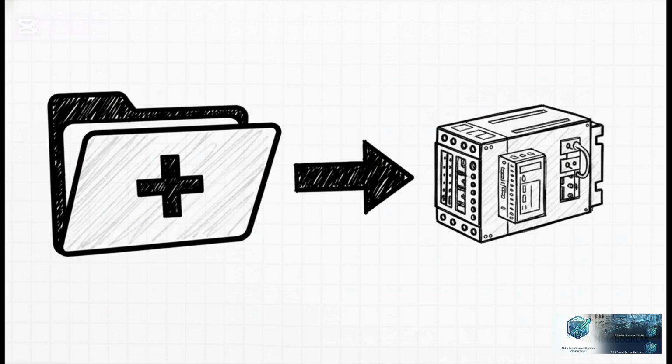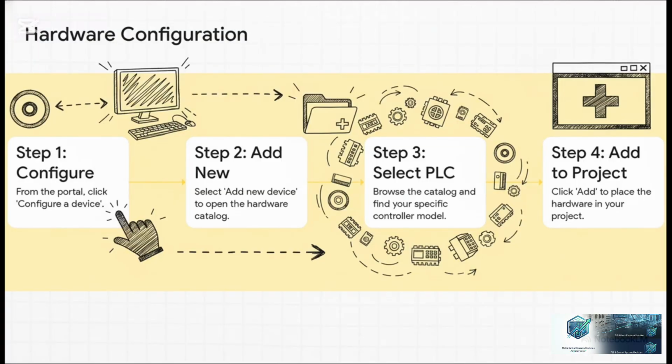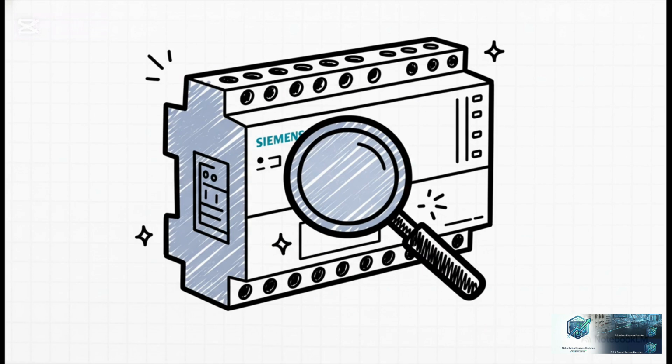So now we have to tell the software what physical hardware, what specific PLC we're actually going to be controlling. This part is so important. What we're doing here is essentially building a digital twin, a perfect digital copy of our real-world PLC right inside the project. And from that main portal screen, the workflow really guides you. First, we click Configure a device, and then Add new device. This opens up this huge catalog of pretty much every piece of hardware Siemens makes. We just have to find our controller in that list and click Add. For this example, we're going to pick a really common and versatile controller, the S7-1200. We'll drill down a bit and select the exact model, the CPU 1214C.